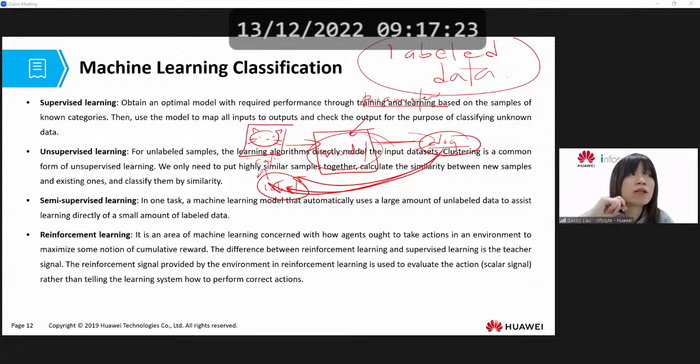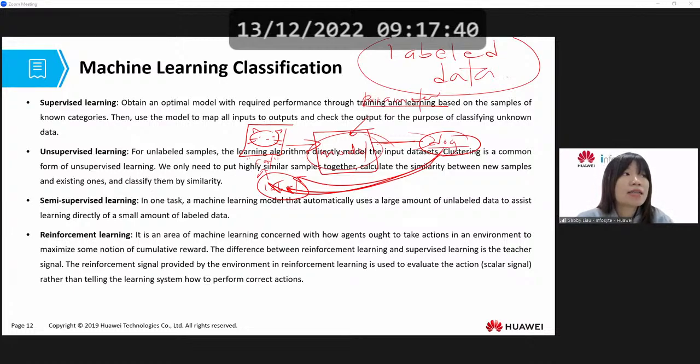So that's why when you want to carry out this supervised learning to train this model, you have to make sure that all the data must be labeled data. All right, yeah, so that is a criterion for carrying out supervised learning.